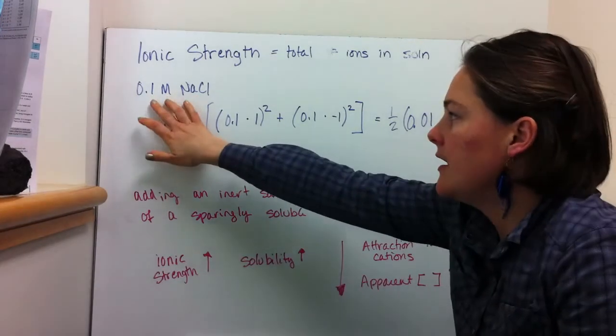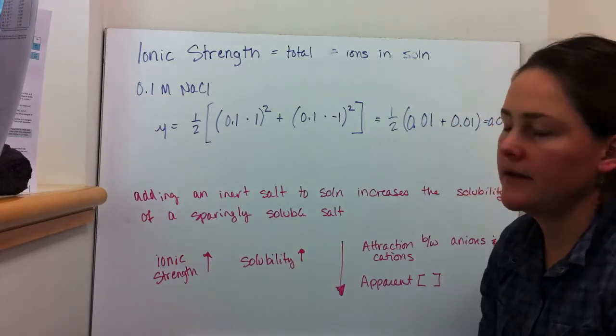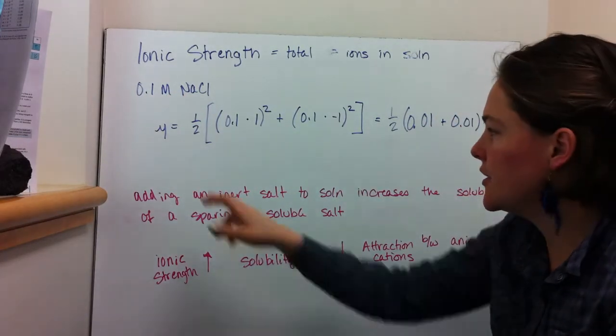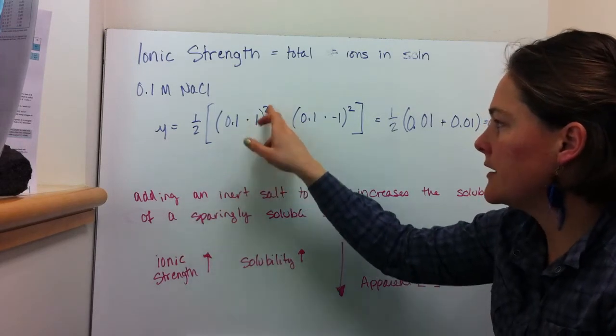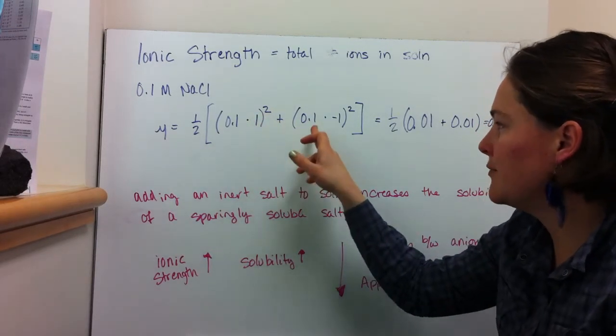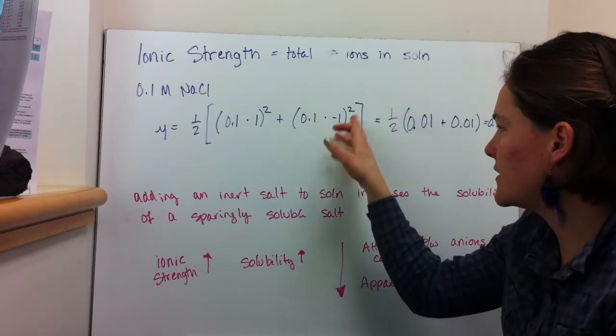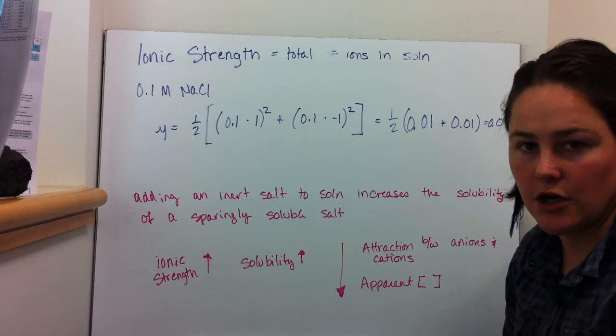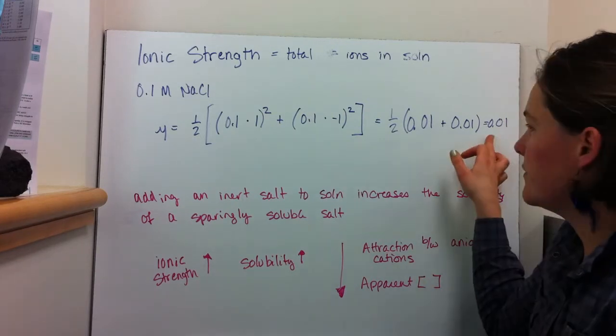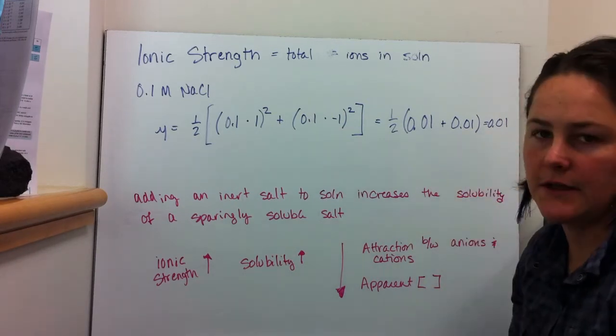So if you had 0.1 molar sodium chloride solution, you would have a mu equal to 1/2 times 0.1 times 1 squared plus 0.1 times minus 1 squared. So the squaring is what takes care of the charge, makes it all positive. So the mu equals 0.1.